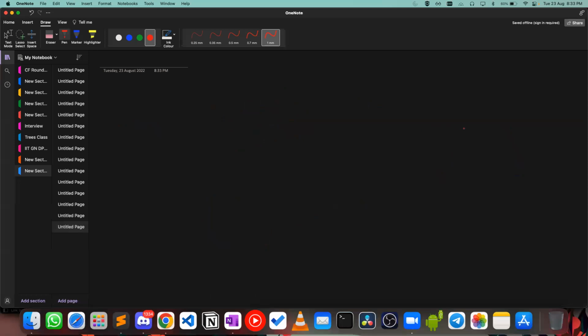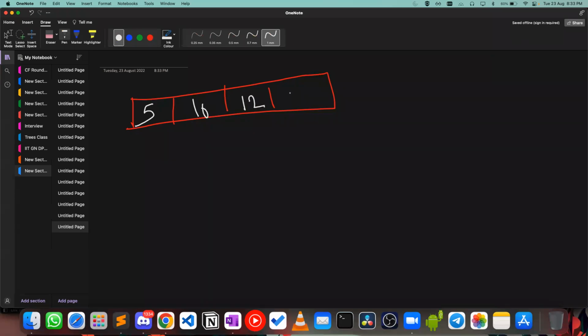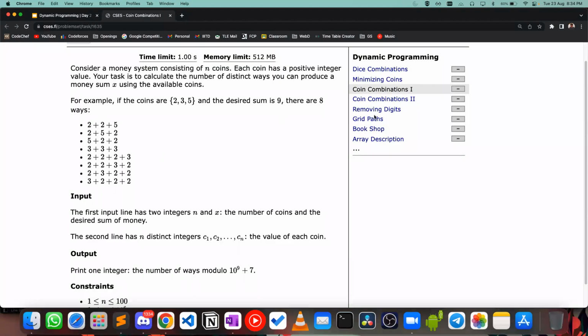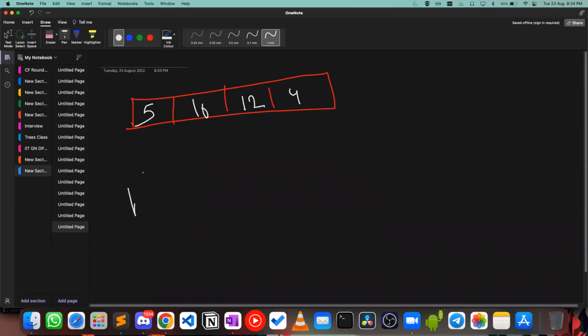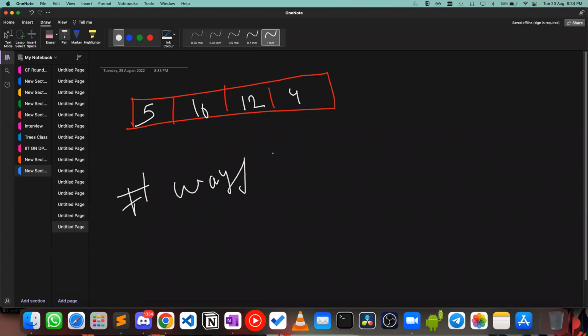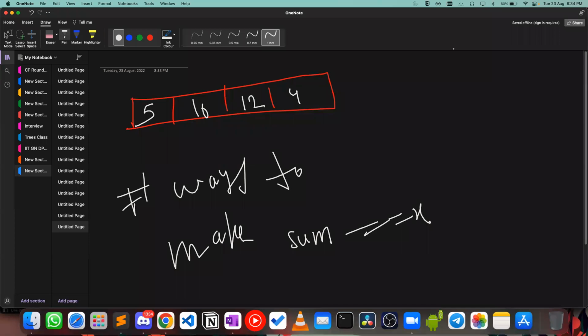All right. So let's say I give you a denomination. Again, we have these denominations. We have 5, then we have 10, then we have 12, and then we have 4. So now, what is the biggest problem? First of all, let's solve it very strategically. What is the biggest subproblem that you have right now? What are you solving for? You have to tell me the number of ways to make sum equal to x. This is what you have to solve.